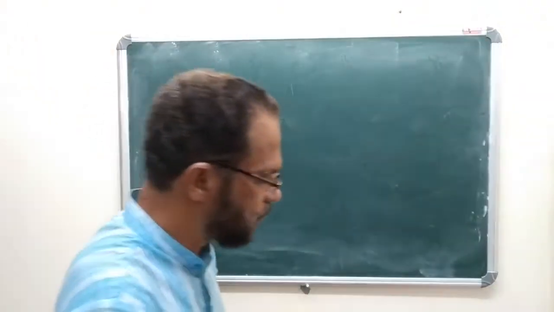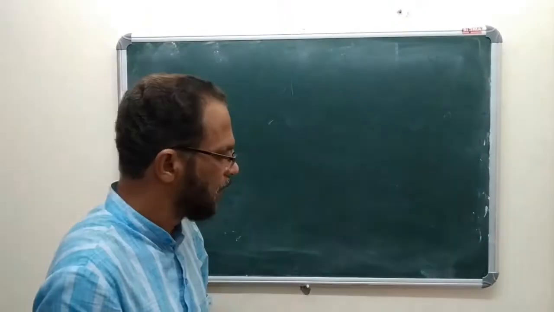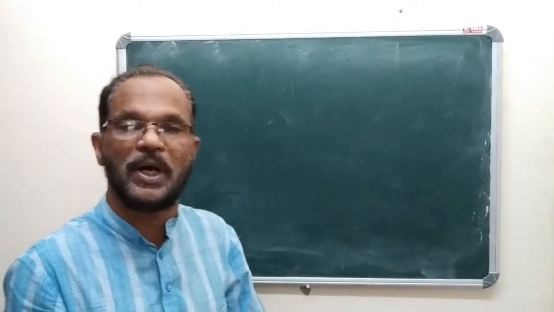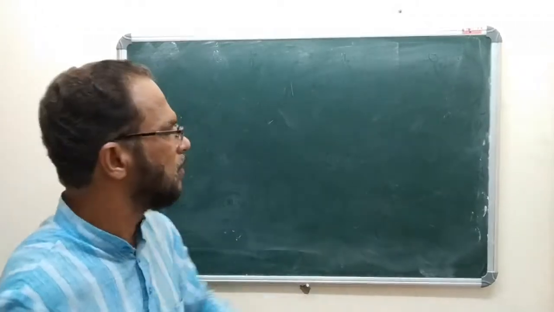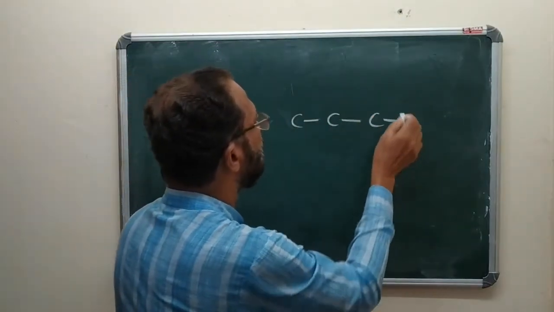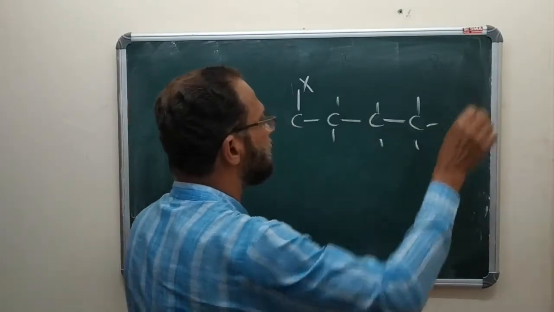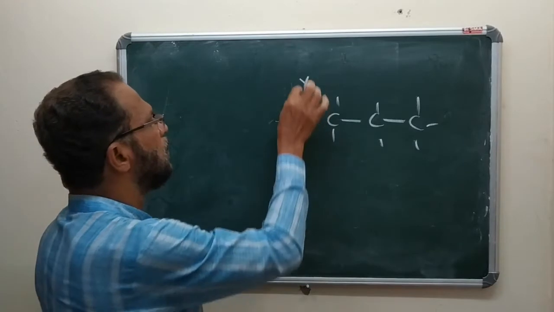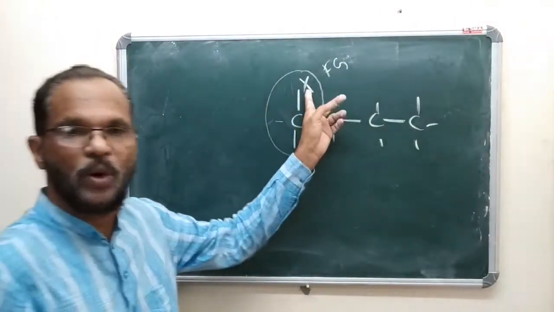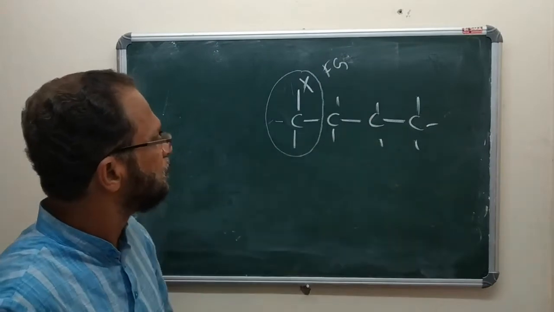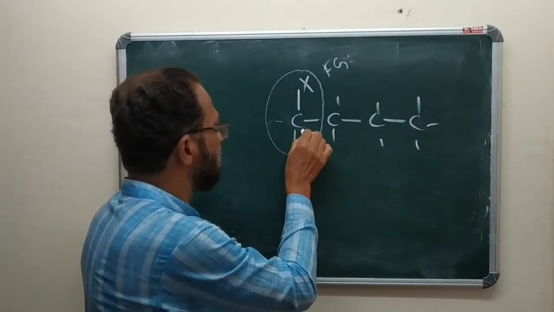More about the synthons. Synthons are the fragments obtained by the disconnection, the cleavage of bonds. Synthons are identified or named based on the reactive center present in the synthon. For example, consider a molecule like this. Let this be the functional group. This H is a heteroatom. Now, suppose this carbon atom is reactive. This carbon atom is the reactive center.